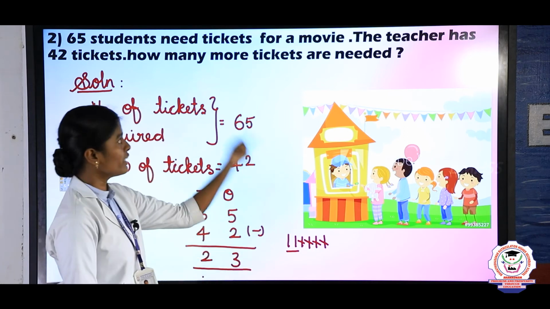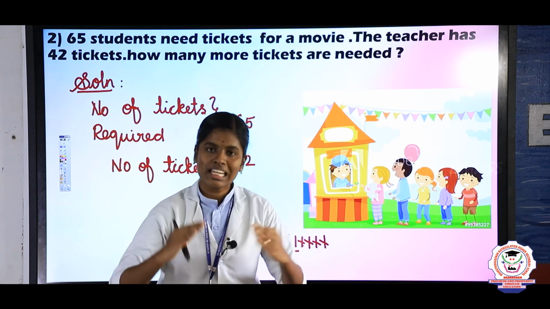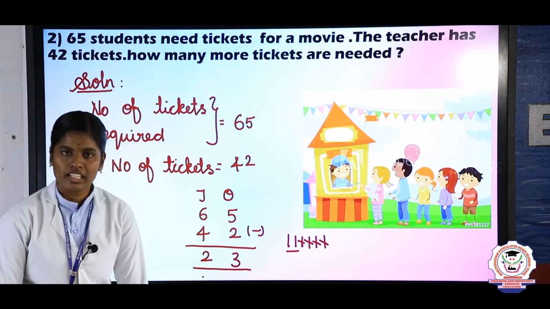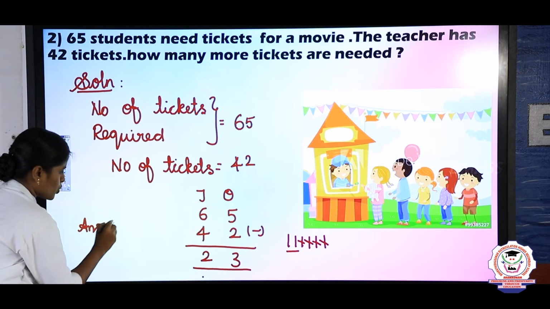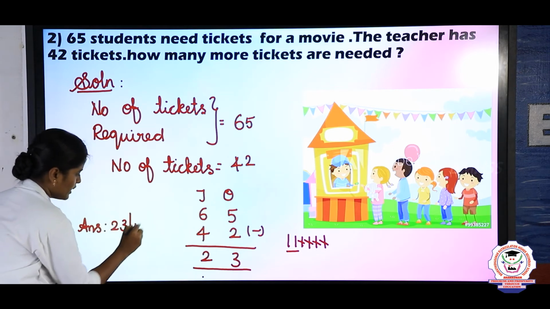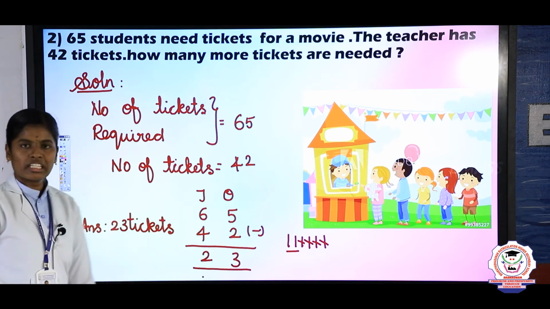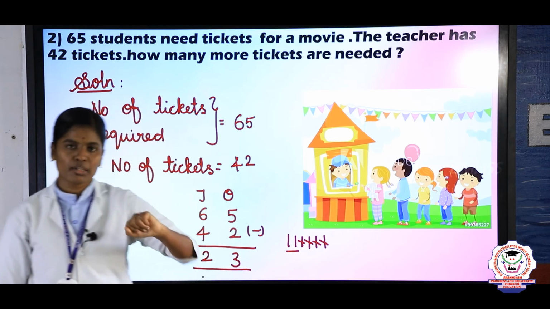So listen my children, the final question is how many tickets are needed. So totally we need 23 more tickets. Okay, so write the answer. So we need 23 tickets. How many tickets do we need? We need 23 tickets. So next we will see the addition related statement problem.